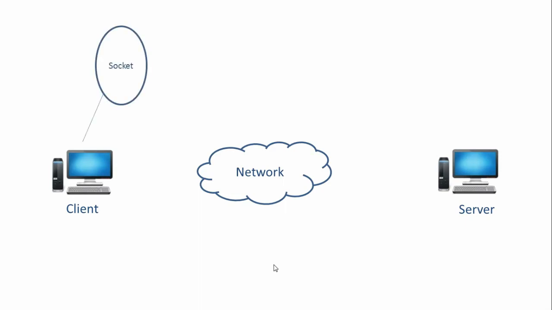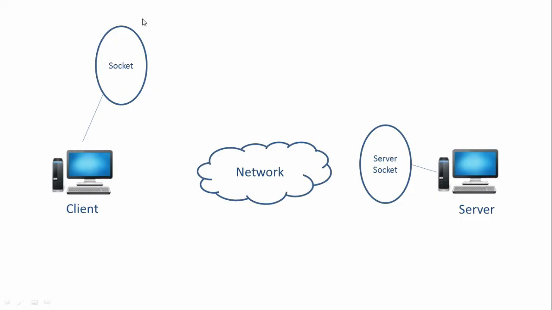Now, on the server side, the server doesn't have a socket initially. Okay, what it has is a server socket, right? And the job of a server socket is to wait for incoming client connection requests, right? So there is no socket at the server initially. The server only has a server socket object. And the job of a server socket is to wait for incoming client connections.